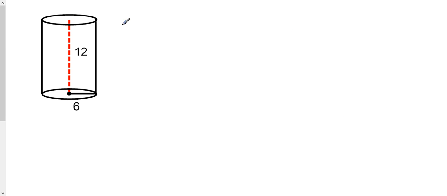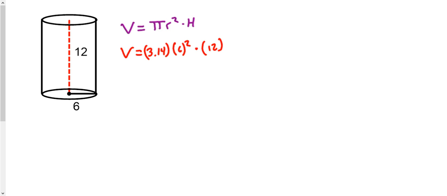So the work I need to see on our homework is this. If not, I'm not going to count it fully complete. First thing, write down the formula you intend to use. Since this is a cylinder, we're going to use pi r squared times the height. We're going to plug in for our radius. And for pi, we're going to estimate pi as 3.14. We're going to do this on our homework as well. 3.14, 6 squared times our height, 12. So we've plugged in.